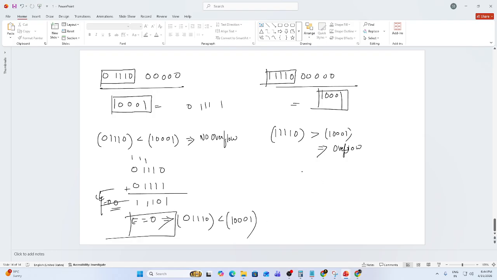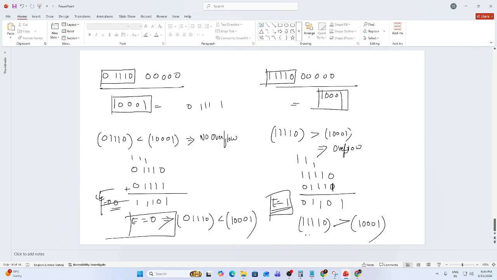But in this case, what will we get? You try this: 1, 1, 1, 0, 0... sorry, 0, 1, 1, 1, 1. So what we got is 1, 0, 1, 1, 1, 1, 1, 0, 1. We got an end carry of 1. So what is the meaning of an end carry of 1? 0, 1, 1, 1, 1, 0: the numerator is greater than the denominator. So in this case, there is an overflow.